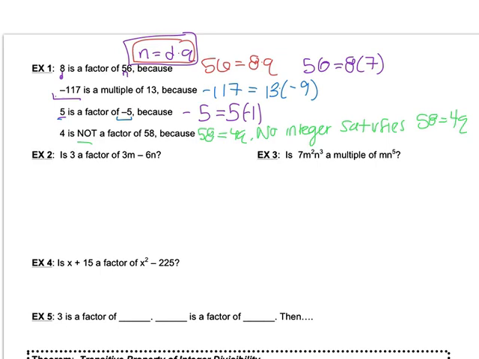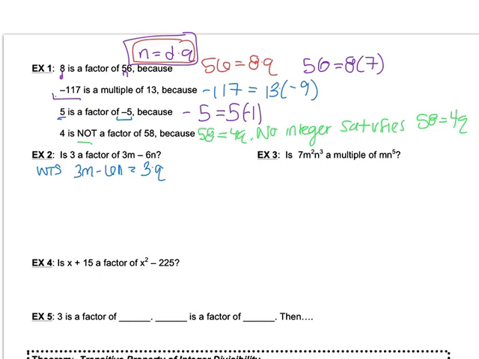So we're going to take that same relationship and that same definition of factor and just start applying it to polynomials or more complex equations. So you see here in example 2, is 3 a factor of 3m minus 6n? Yes, we all know that it is because we can factor a 3 out of that. But we just have to show, so I'm going to use the letters W, T, S, we want to show that if 3 is a factor of 3m minus 6n, then 3m minus 6n equals 3 times q, where q is some integer.